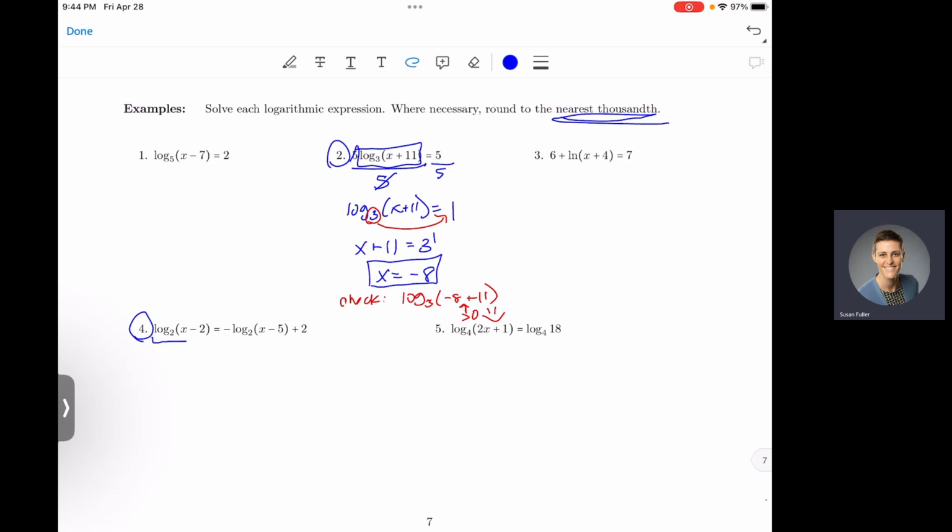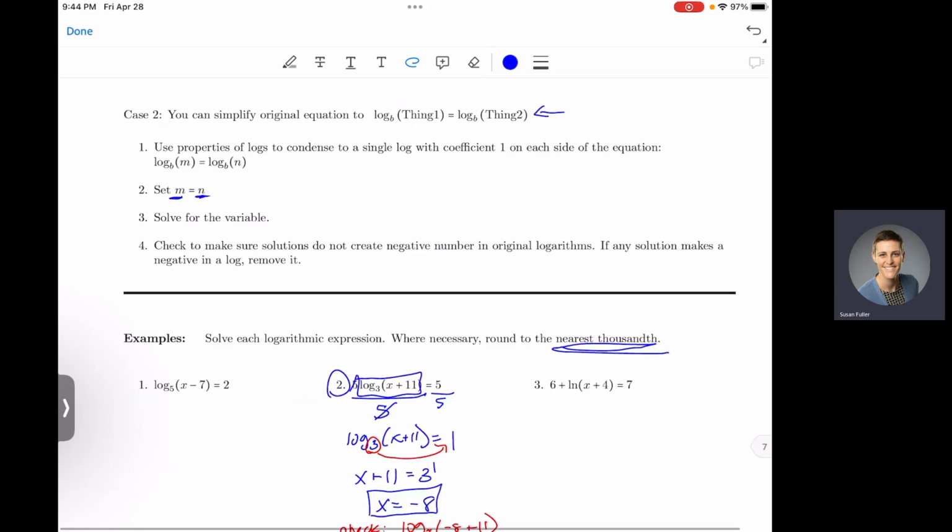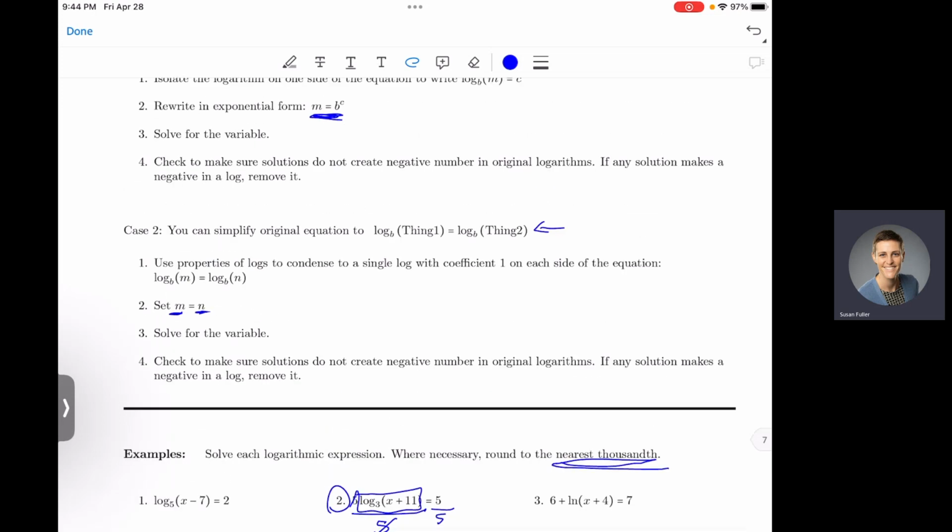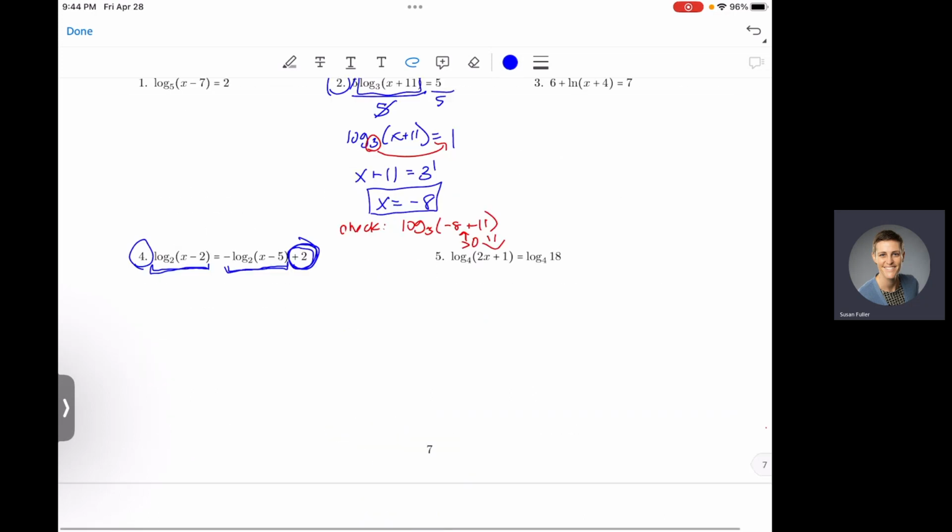I've got log base 2 of x minus 2 completely on its own over here, which is awesome, but I don't have a log completely on its own on the other side. I have a plus 2 connected to it. That is not allowed. For case two, you will be able to get both logs on each side of the equation with nothing else with them on either side. So this actually is not case two.